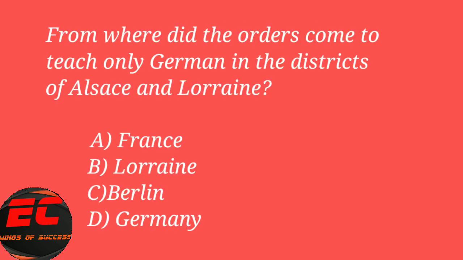Next, from where did the orders come to teach only German in the districts of Alsace and Lorraine? Four options are there. Option A, France. Option B, Lorraine. Option C, Berlin. And option D, Germany. So correct answer is option C, Berlin.